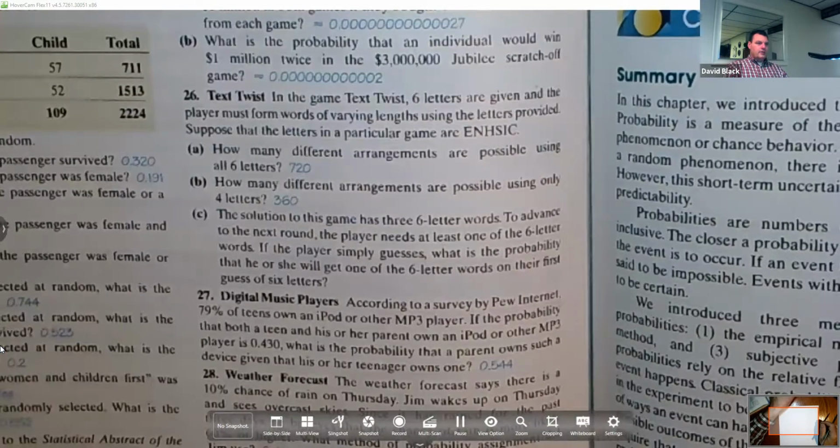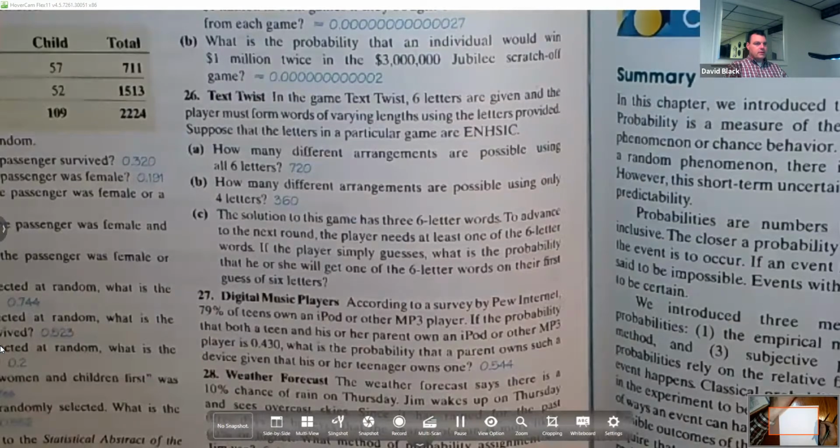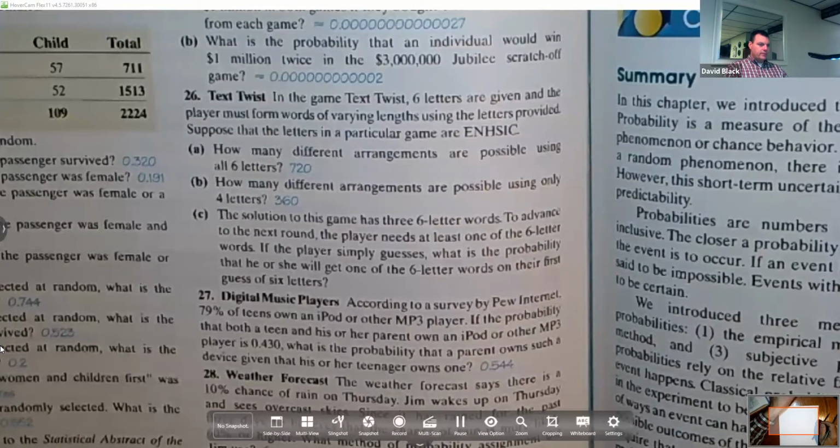In the game of text twist, 6 letters are given, and the player must form words of varying lengths using the letters provided. Suppose that the letters in a particular game are E, N, H, S, I, C, A. How many different arrangements are possible using all 6 letters? I'll pause and give you a moment to think.